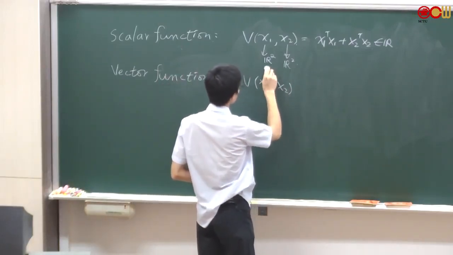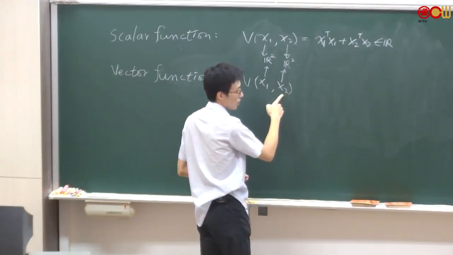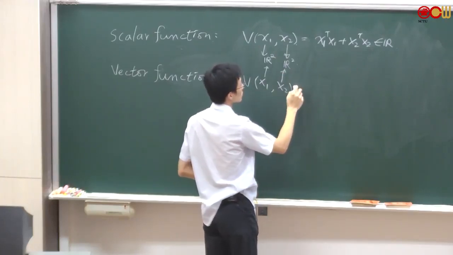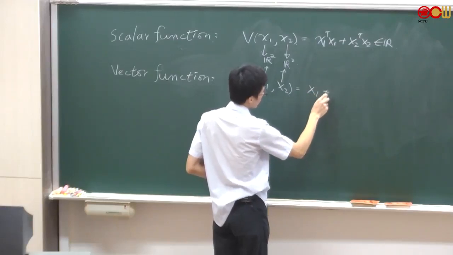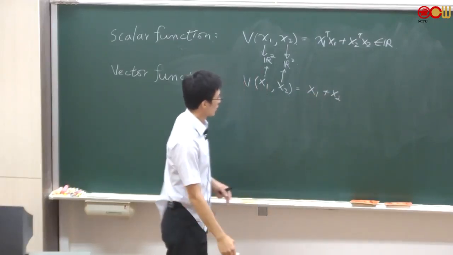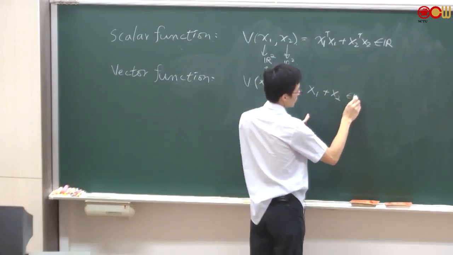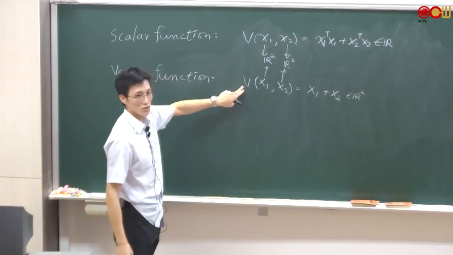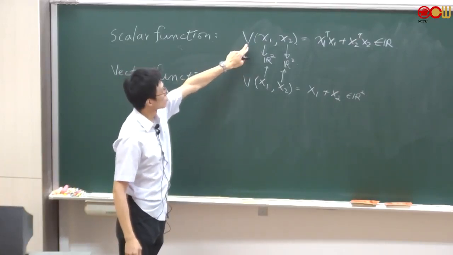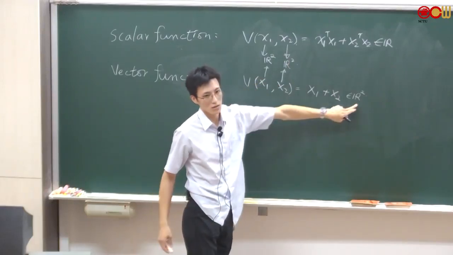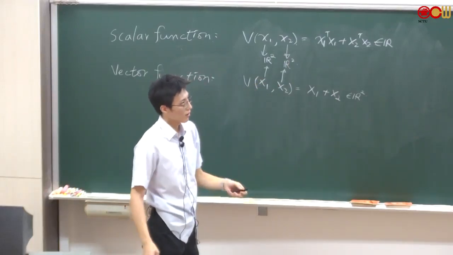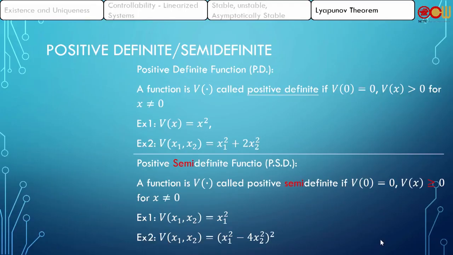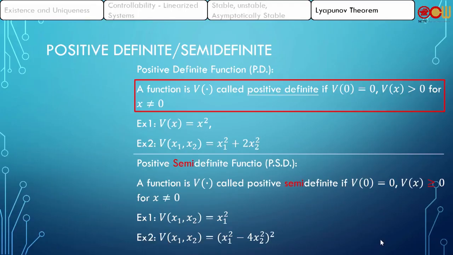And again, x1, x2 are column vectors of dimension 2. And if you write x1 plus x2, which is a vector, right, of dimension 2, that is a vector function. This is a scalar function. A function that is a scalar, a function that is a vector, okay? And for the Lyapunov function is a value function. So a function v here, I mean, it's a scalar function. And it's called positive definite if, here are the conditions.